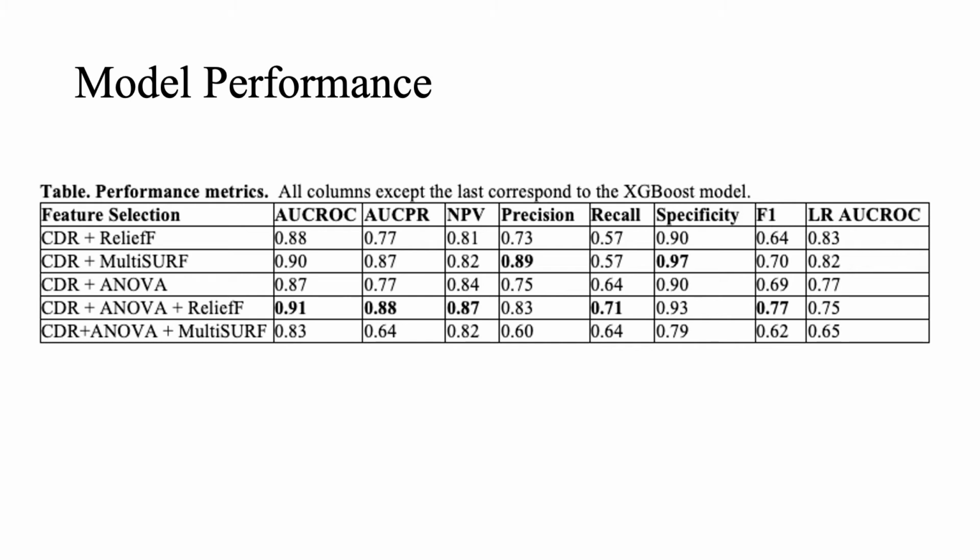Each of these feature selection methods resulted in a subset of the original dataset, which was then used to train an XGBoost model, which is a tree-based machine learning algorithm. The hyperparameters of XGBoost were tuned using Bayesian search and leave-one-out cross-validation. We also repeated our experiments with logistic regression, which is a linear model. In our experiments, we found that CDR followed by ANOVA followed by ReliefF performed the best, and that the XGBoost model consistently outperformed logistic regression.